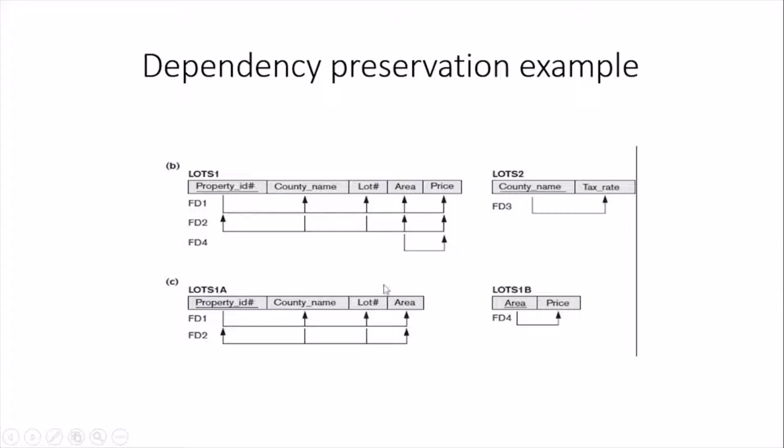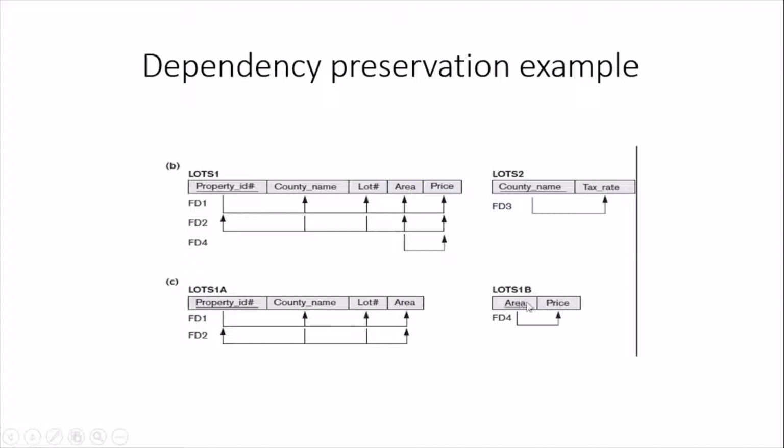So you can decompose this loads 1 alone into loads 1A and loads 1B. This we have done already. What are the attributes corresponding to loads 1A? There is property ID number, county name, lot number, area. That is one relation, loads 1A. And you have loads 1B. There you have area and price.